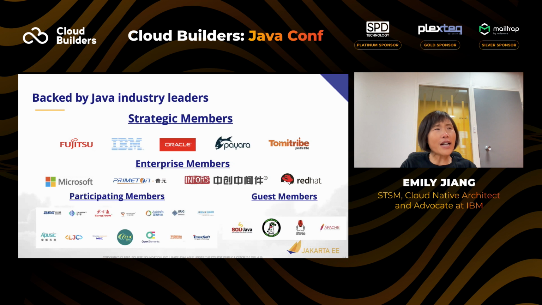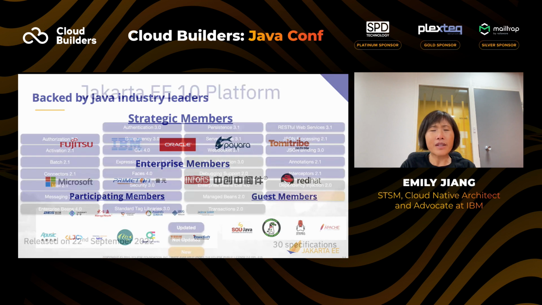The Jakarta EE community is fully supported by many industry members. IBM, Oracle, Fujitsu, Payara, and Tomitribe are strategic members, along with Microsoft, Red Hat, and Infosys. These are enterprise members, plus many other members.